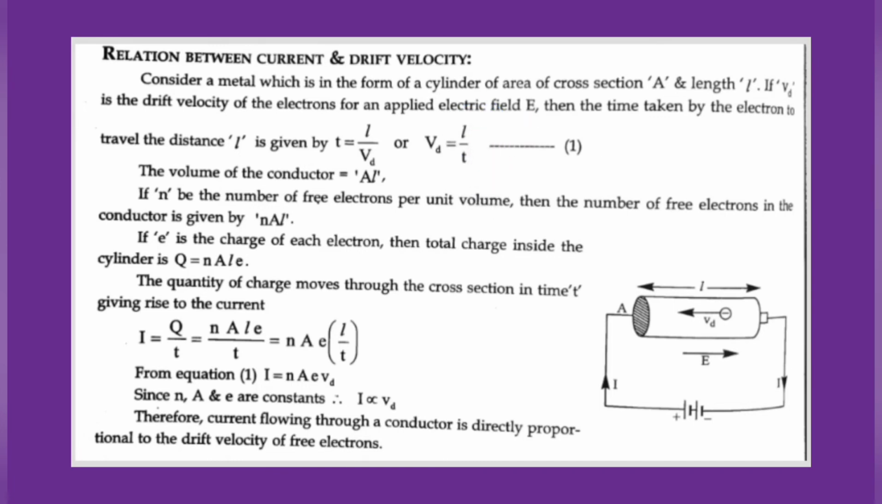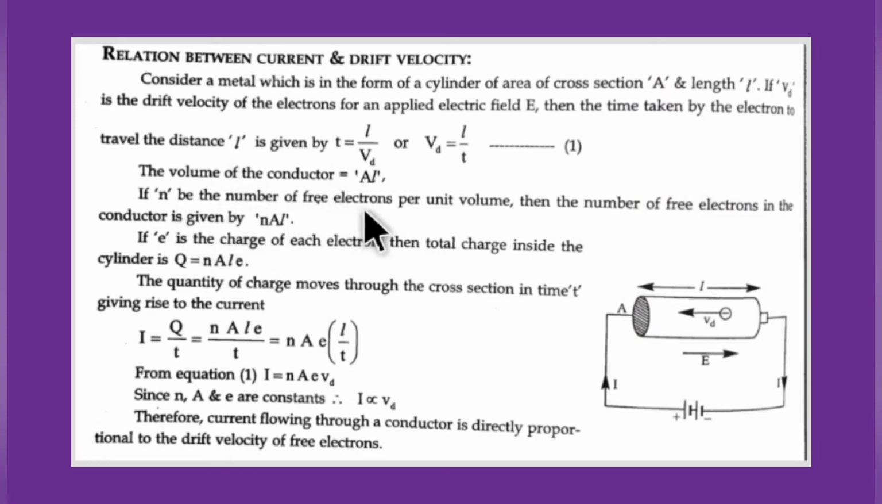And we know the volume of a conductor, here this is a cylinder, right? The volume of a cylinder we can write as area into height, the full area of the circle, or pi r square h. In general you can write area into the height. Here height is nothing but L, right? So we write A into L. So this is the volume.